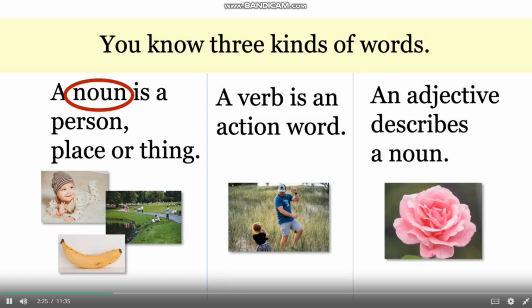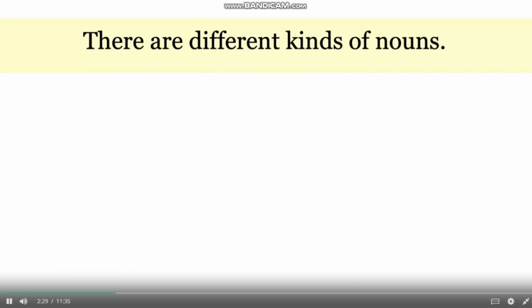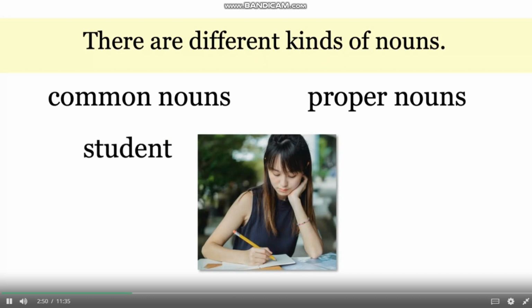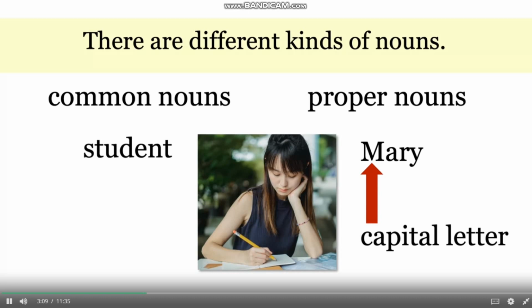Now let's look more closely at nouns. There are different kinds of nouns. Two of these are common nouns and proper nouns. Common nouns and proper nouns are both words for a person, place, or thing, but a common noun is for any person, place, or thing, and a proper noun is a name. Here is an example. Here is a student. The word student is a common noun. If we give this student a name, Mary, Mary is the name of the student. Mary is a noun, but it is a proper noun because it is a name. Notice the capital letter. We always use capital letters for proper nouns. But do you see student? We don't use a capital letter for the word student because it is a common noun, not a name.